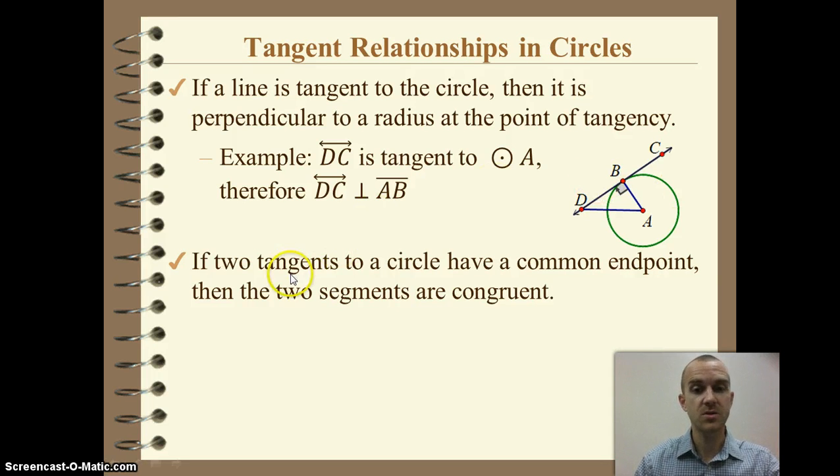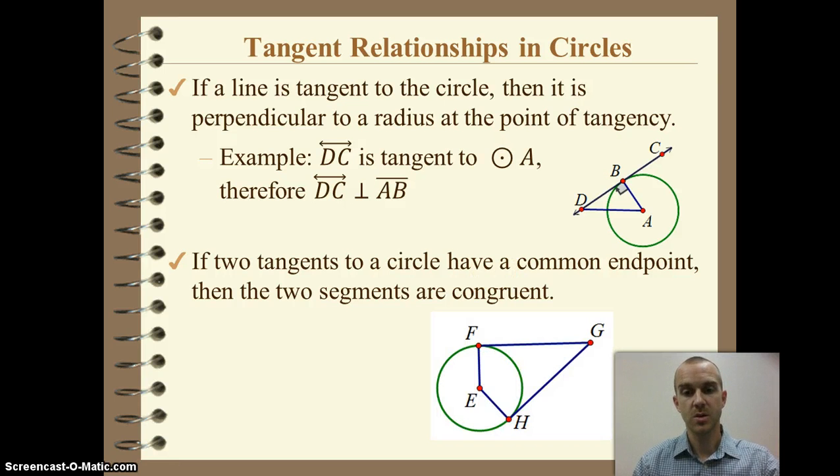Also, we know that if two tangents to a circle have a common endpoint, then those segments have to be congruent. So again, here we have segment FG and segment GH, which are both tangent to circle E, and so they're going to be perpendicular to FE, and EH is going to be perpendicular to HG. That also tells us then that FG and HG are going to have equal measures.